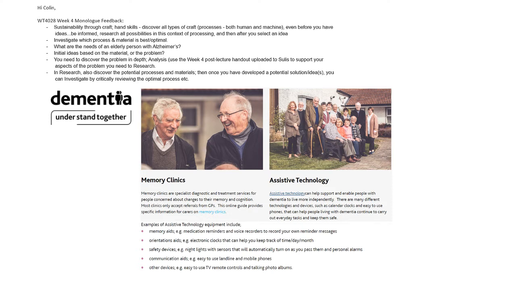Some of the examples they include are memory aids, like medication reminders, voice recorders, things like that. Orientation aids, electronic clocks that help keep track of time. Safety devices, communication aids, and other devices, so easy to use TV remote controls, etc.